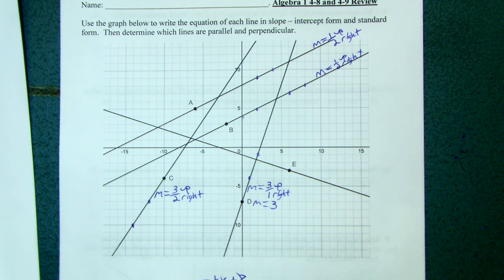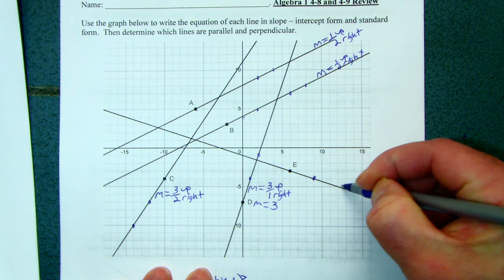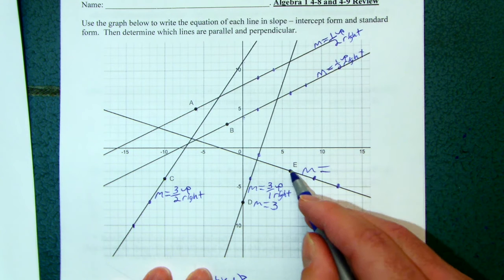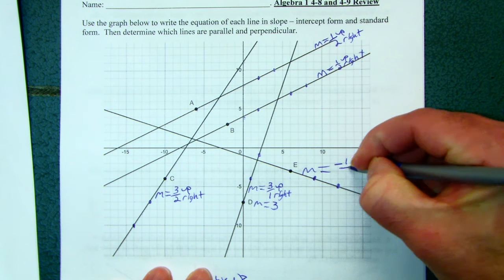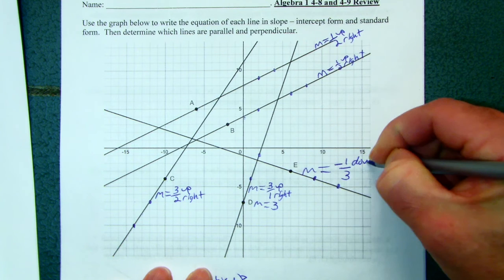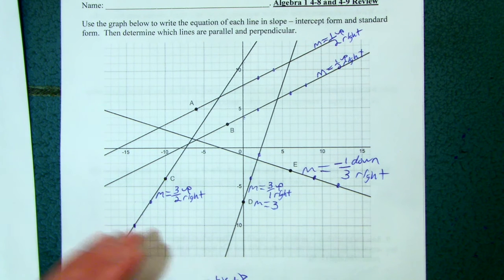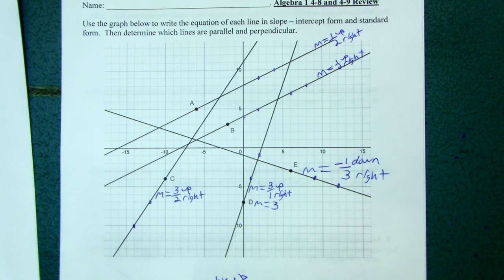And then last up, we got line E. So we're going down 1, right 1, 2, 3. So down 1, right 3 is a slope of -1/3, and my y-intercept's at -1. So y equals -1/3 x minus 1 is going to be my slope-intercept.